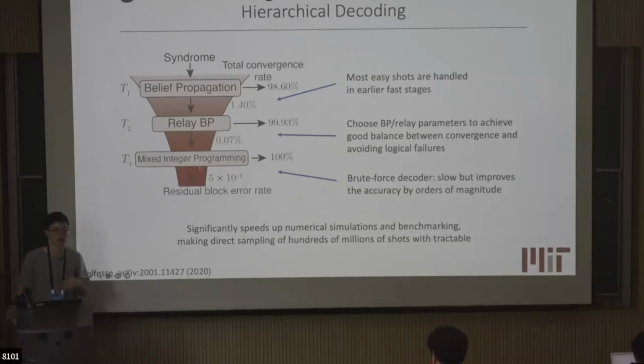So we run the mixed integer programming to certification, and then you look at the final logical coset that it gives you, and then there was one shot in 200 million that had a failure. You don't really classify which decoder gives that.